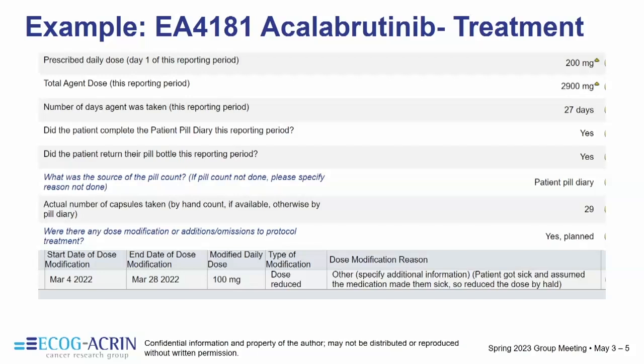If you have any questions about how dose modifications should be entered, you can always reach out to your data management team. You can email Ask E-A Audit, we can help you with guidance there. When you're emailing the data management team, there are email aliases. So it all follows the same format. It would just be the protocol followed by team at ECOG-ACRIN.org. So for this, it would be EA 4181 team at ECOG-ACRIN.org.